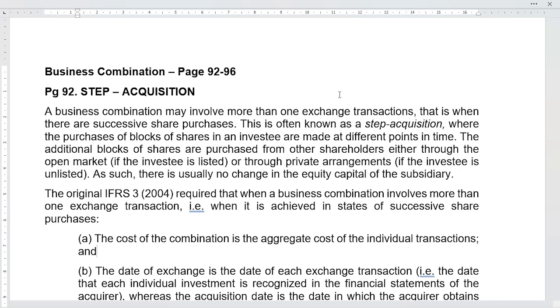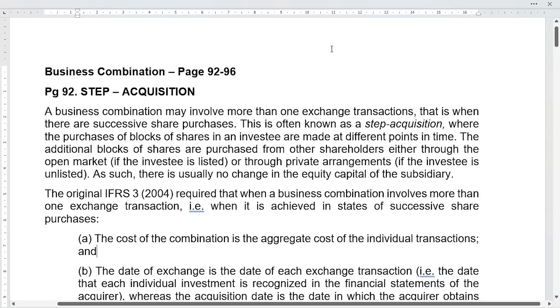Ito ata yung parang ini-installment yung acquisition by acquirer sa acquiree. Parang ini-installment. O sige, sige. You may start.